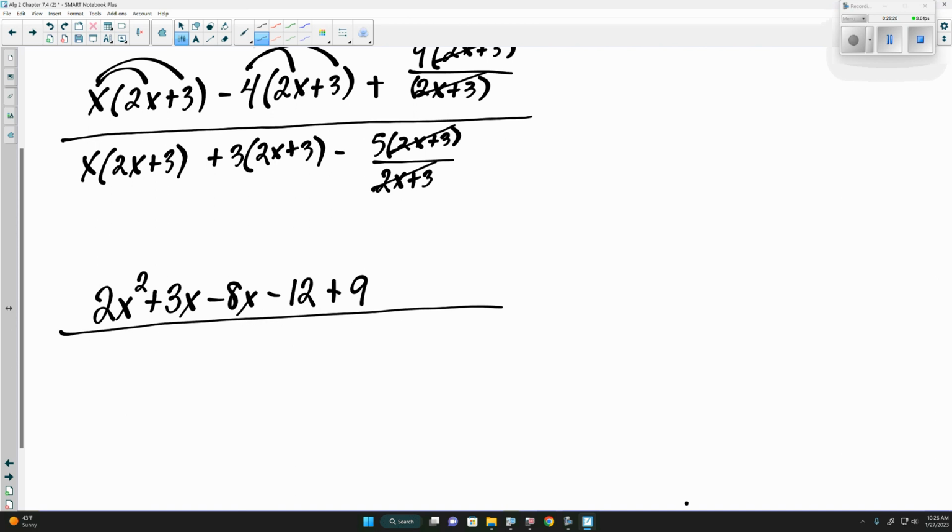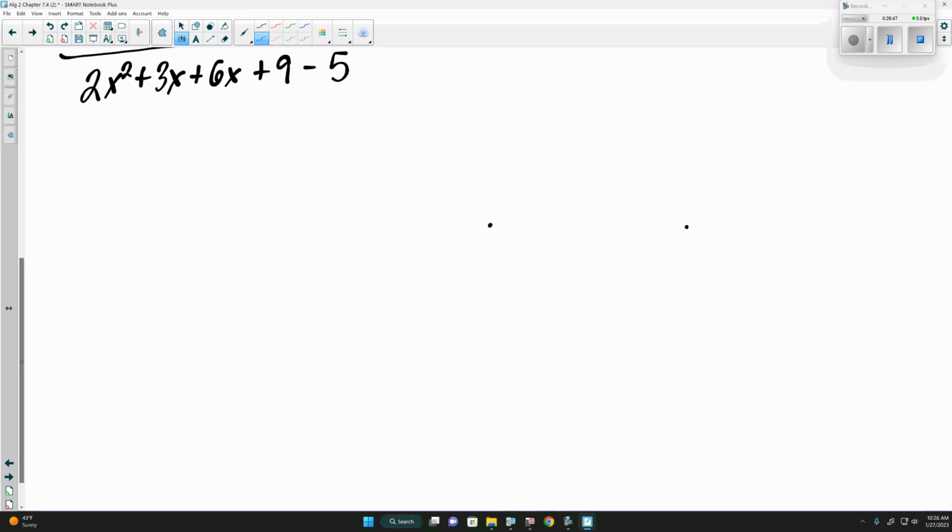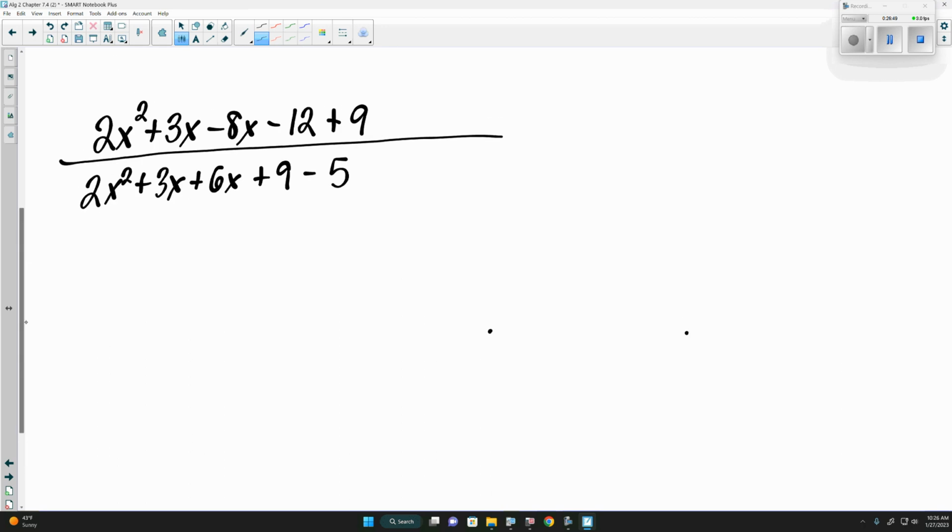Now we do the same thing in the denominator. x times 2x is 2x squared. x times 3 is plus 3x. 3 times 2x is plus 6x. And 3 times 3 is plus 9. And then we have the minus 5. Okay. Questions on this here so far?